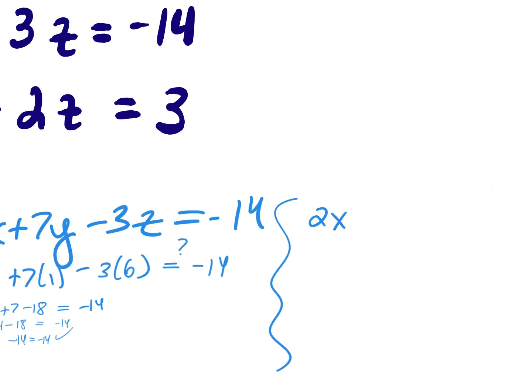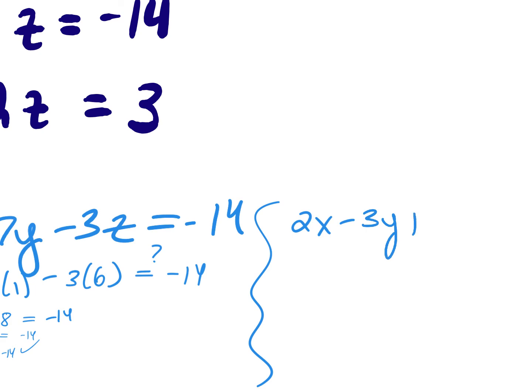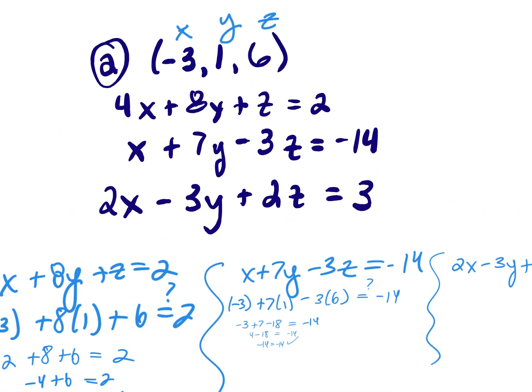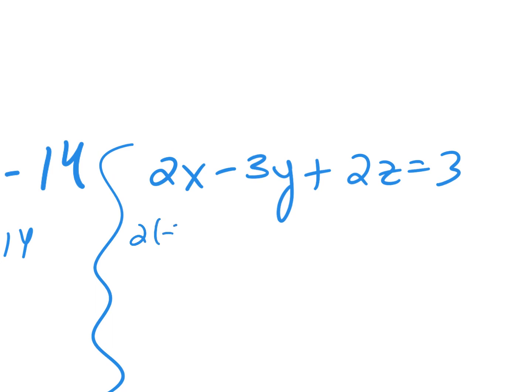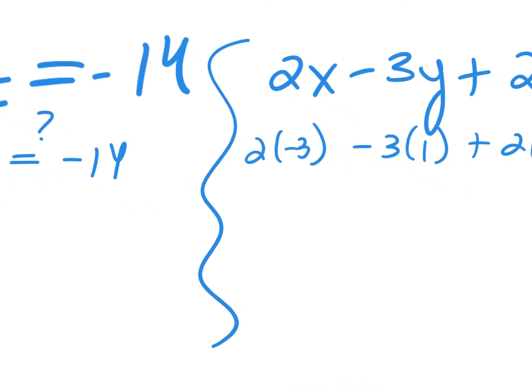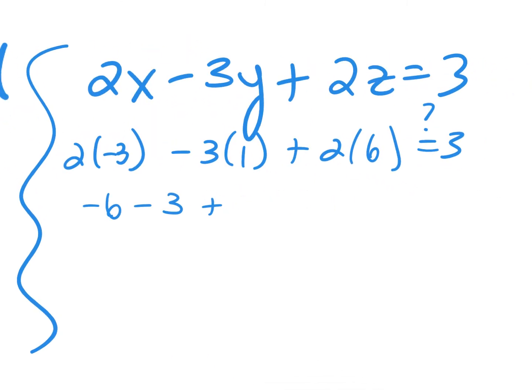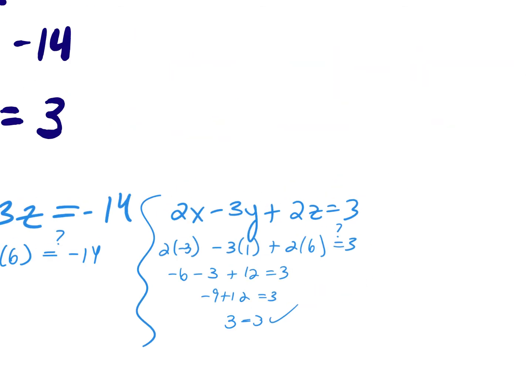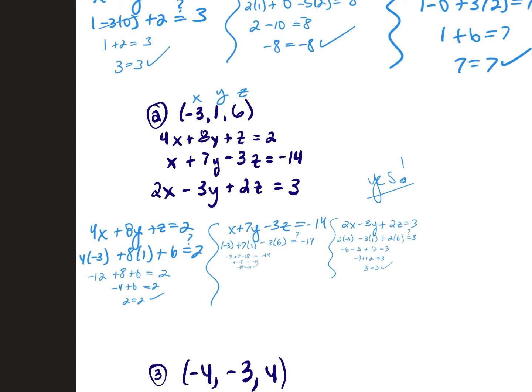So I have 2x minus 3y plus 2z equals 3. Make sure I rewrote it correctly. Right, the ordered triple is negative 3, 1, 6. So 2 times negative 3 minus 3 times 1 plus 2 times 6. Does that equal 3? What's 2 times negative 3? Negative 6 minus 3 plus 12. Does that equal 3? What's negative 6 minus 3? Negative 9. Negative 9 plus 12 is what? Positive 3. Does 3 equal 3? Mm-hmm. So my answer to this question is yes. Did you put this if there is a solution? Yes, that works.